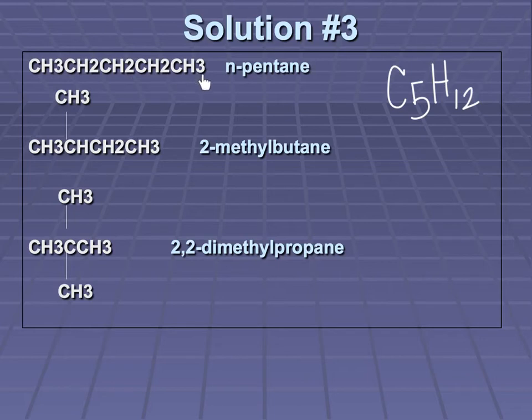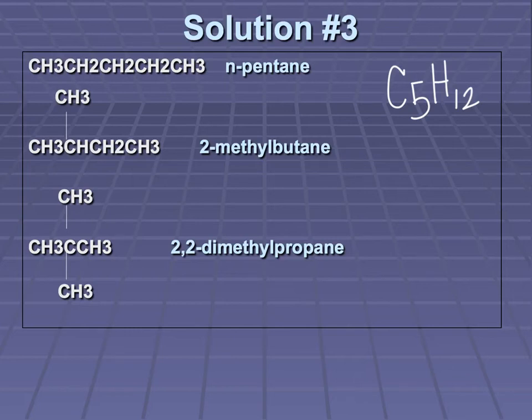Okay, so C5H12. Notice here in the front they put an N and they called this n-pentane. The N in the front just means normal straight chain. Okay, just a normal straight chain. You can leave the N off. You don't have to put N in there, but just in case you see that in a textbook or something, you're wondering what it means, that's what it means. It just means normal straight chain.